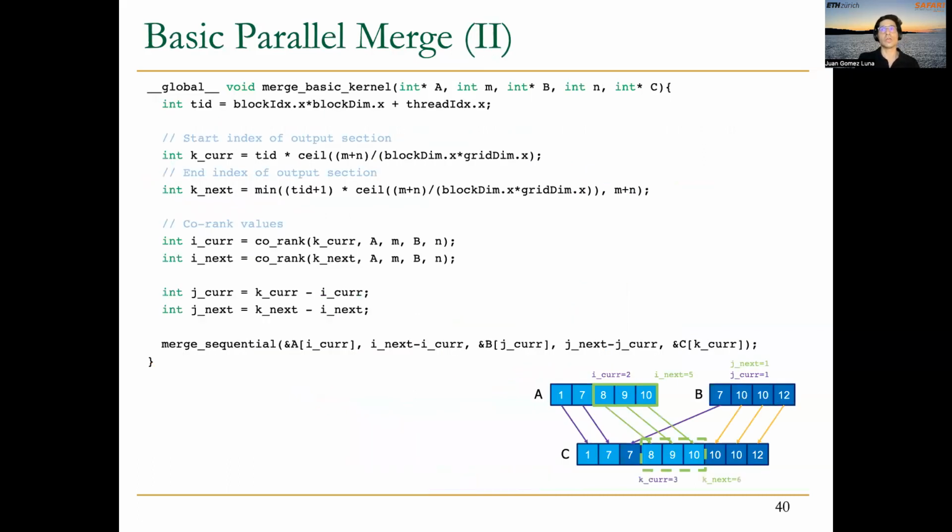And this is how the basic parallel merge looks like. First thing that we have is defining what's the start index of the output section and the end index of the output section. And by using them, we can compute the core rank, I core, and I next. And after that, because we know that k is equal to i plus j, we obtain the corresponding j core and j next, and next we can perform the sequential merge operation.